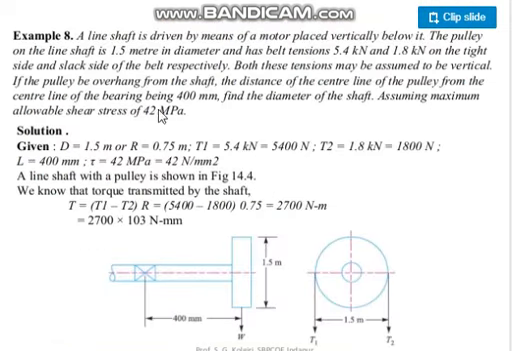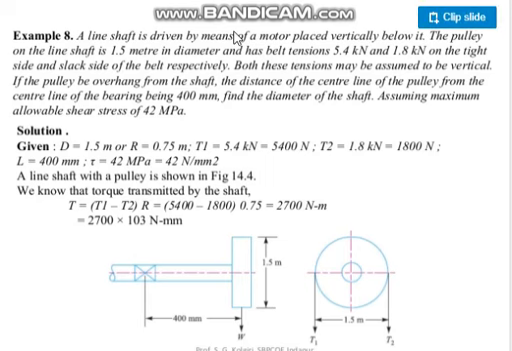Okay, now come to another problem. This problem is asked so many times in the exam. A line shaft is driven by means of a motor placed vertically below it. You see, this is the shaft, and there is a pulley. This pulley has a flat belt, and the motor is down here, so this belt will be going like this on the motor.